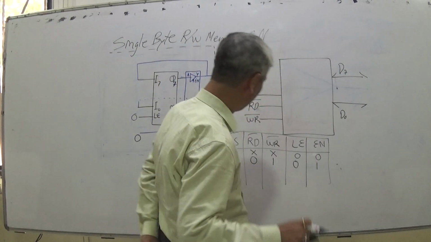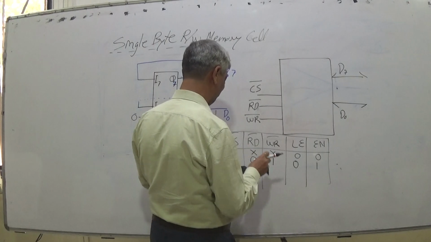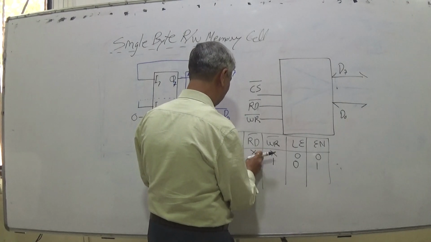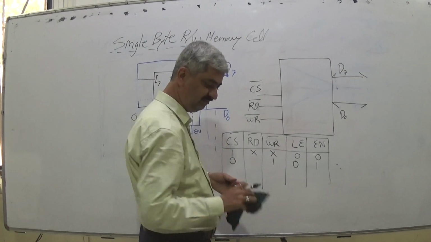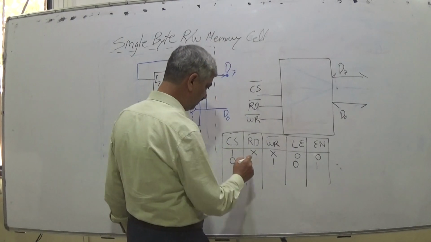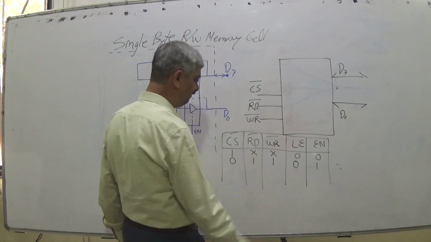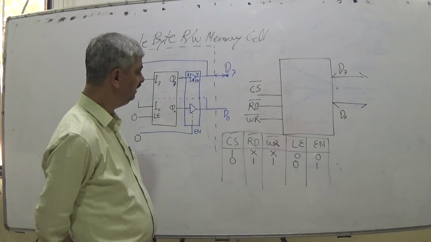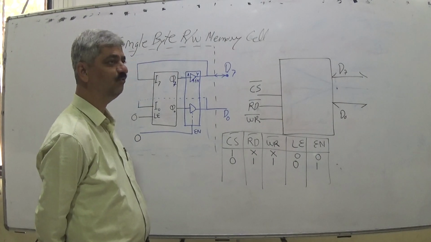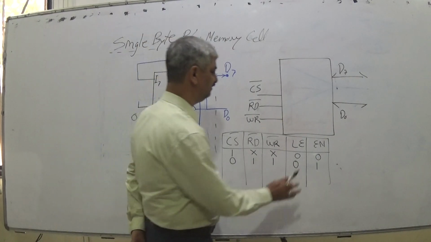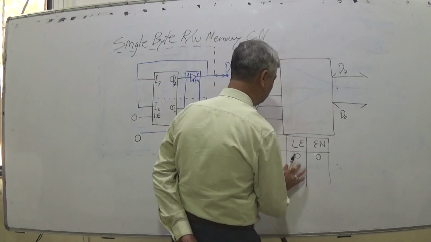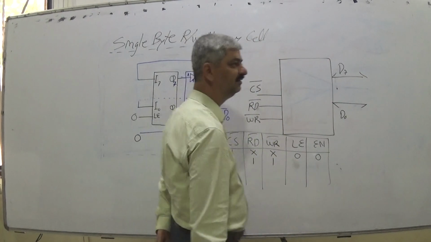When this CS bar is 0, I should have told you another operation first. I seek a pardon. CS bar 0, read bar 1, write bar 1. CS bar 0, read bar 1, write bar 1.